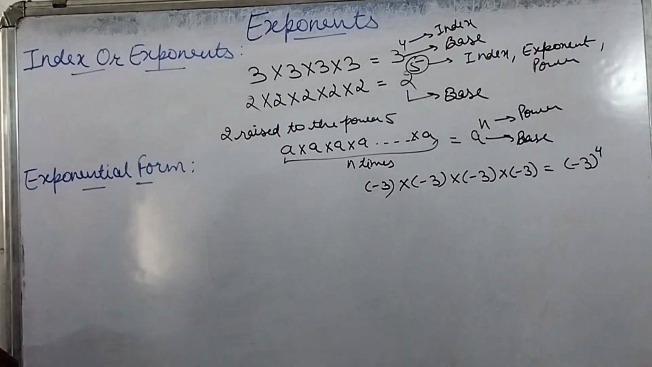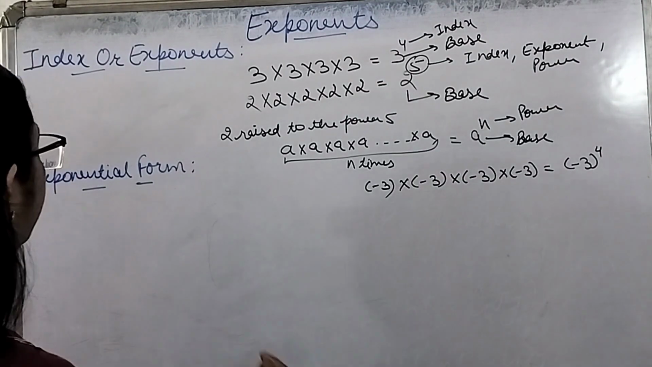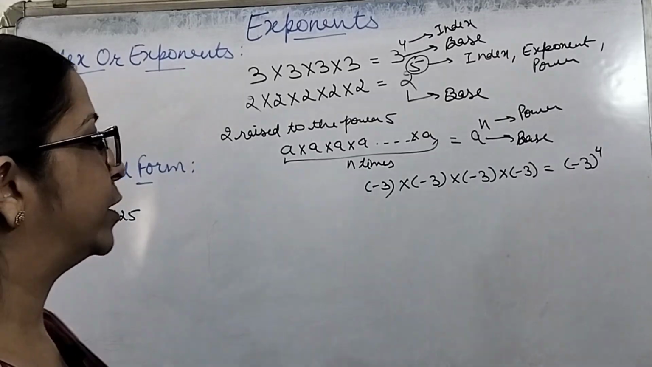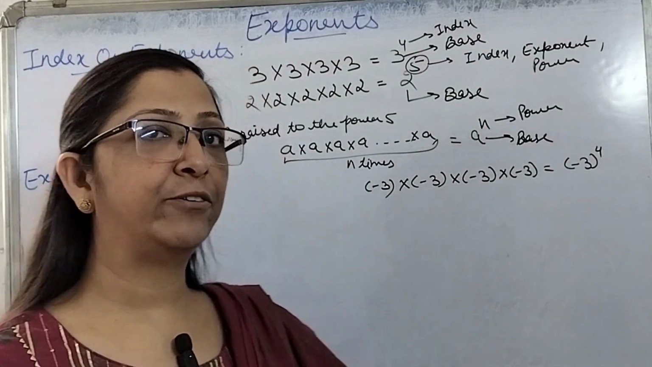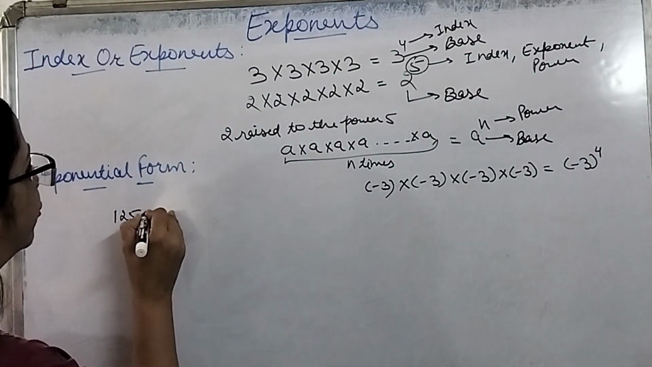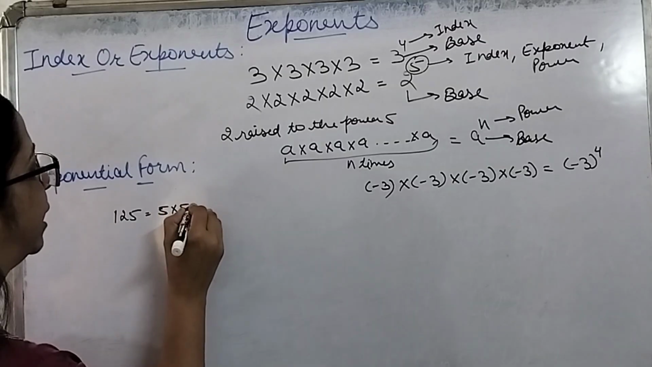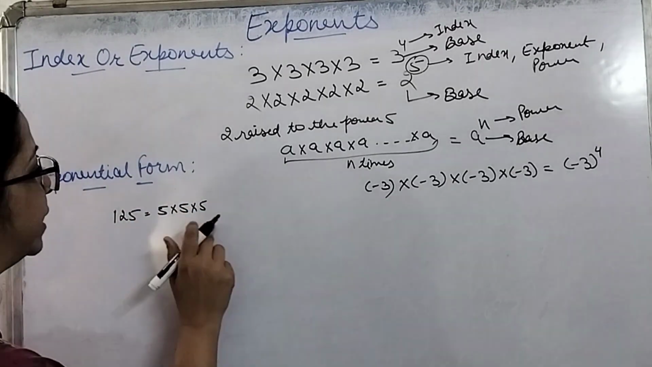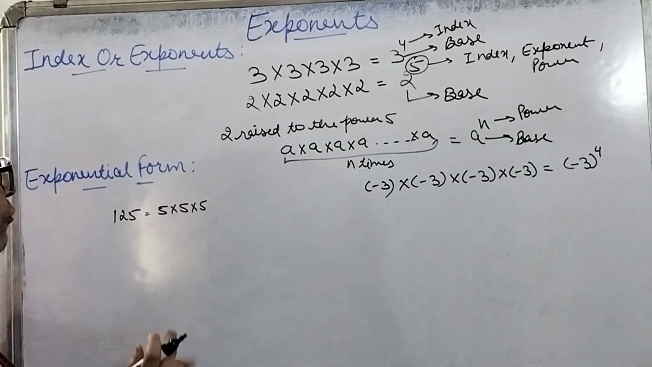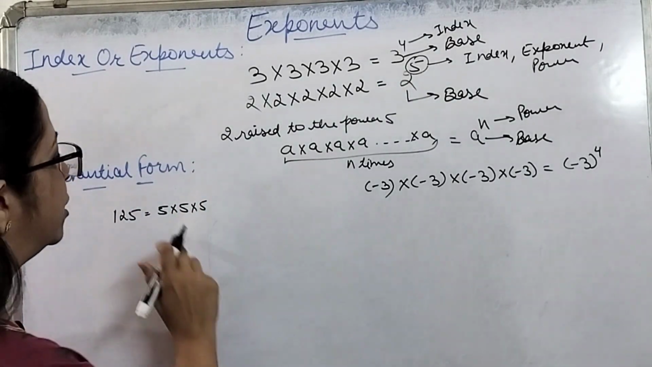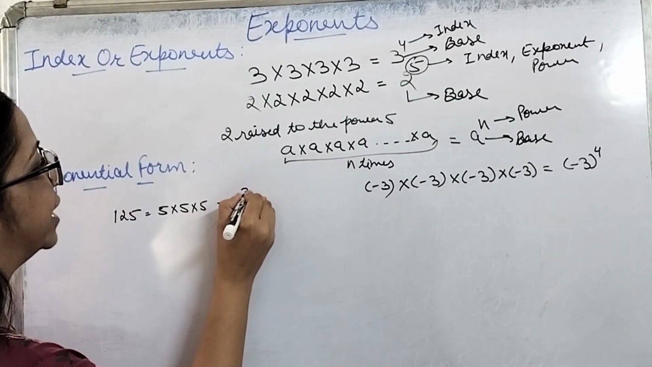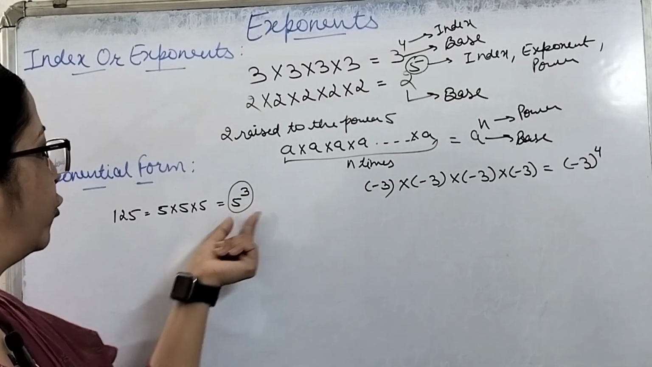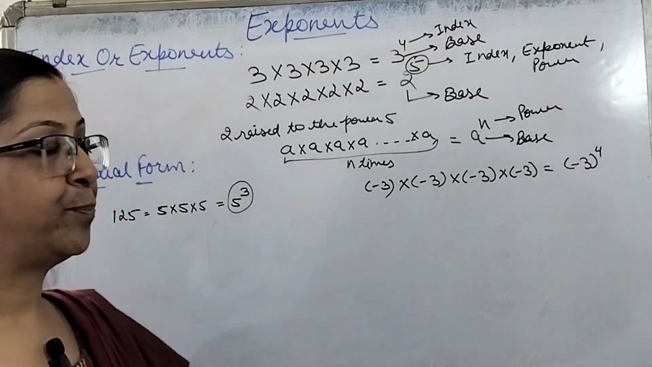Now, what is exponential form? Suppose your number is 125. If we do the prime factorization of 125, we know that 125 can be written as 5 multiplied by 5 multiplied by 5. That means, as we have just seen, if 5 is multiplied 3 times, we can write it as 5 raised to the power 3. So this is known as the exponential form of 125.